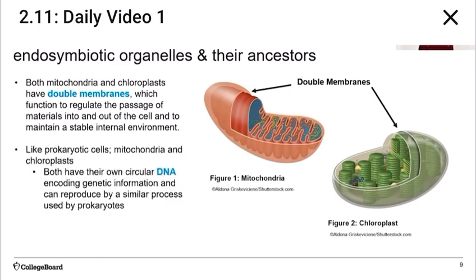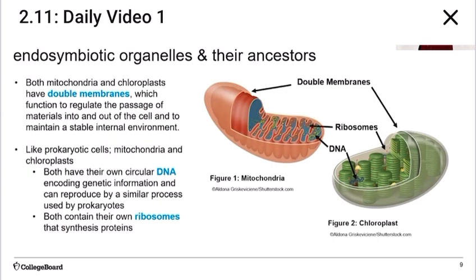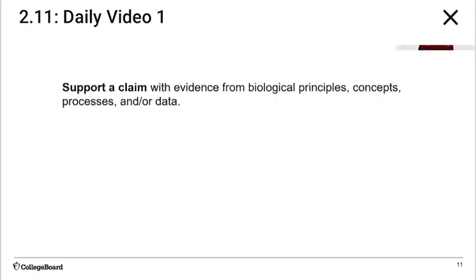And like prokaryotic cells, mitochondria and chloroplasts both have their own circular DNA, which encodes genetic information, and they can reproduce by similar processes. And so you can see here that circular DNA in both of those structures. And also, both mitochondria and chloroplasts contain their own ribosomes, as shown here, which make proteins for the mitochondria and chloroplasts, similar to how prokaryotes have ribosomes to make proteins for them.